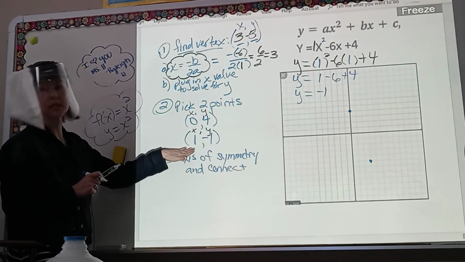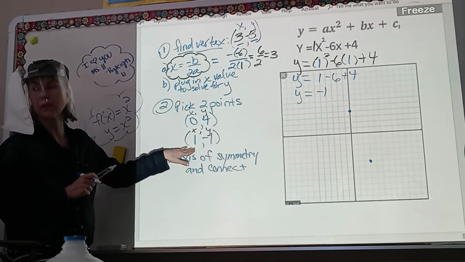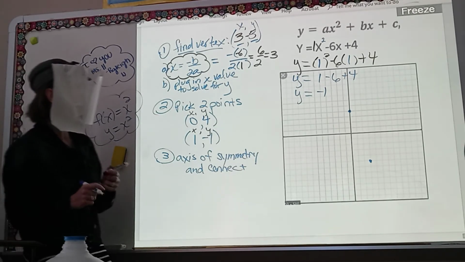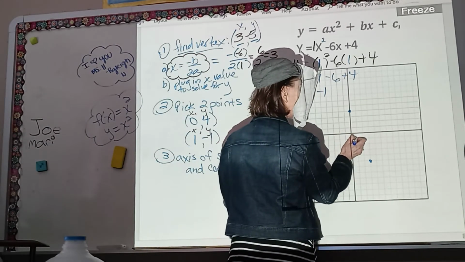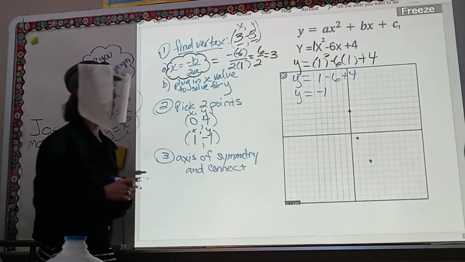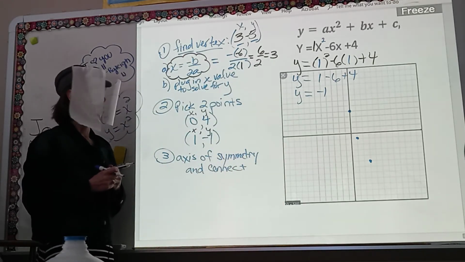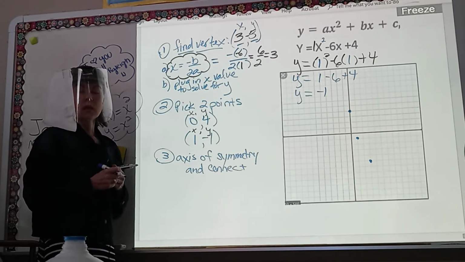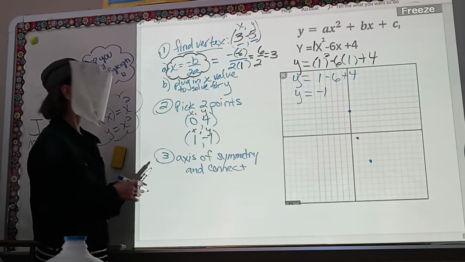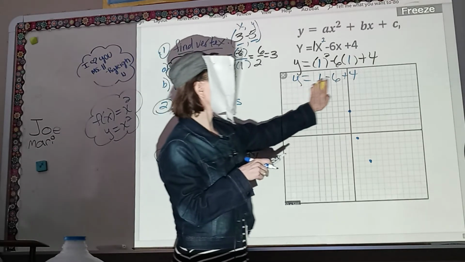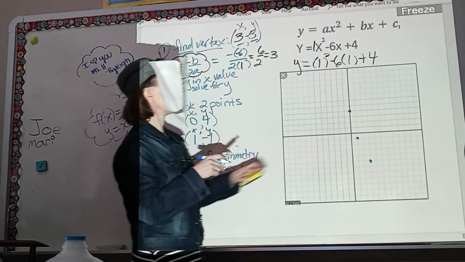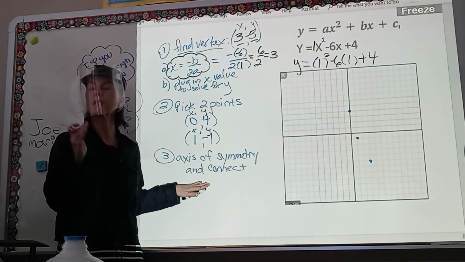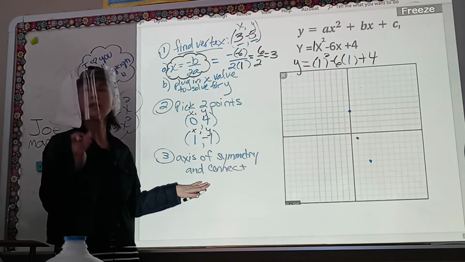So now let's plot this point on the coordinate plane as well. Once you figure out what these 2 points are, you put them on the graph. So we have positive 1, negative 1. So positive 1, negative 1. Okay, so we've got 3 points on the line. Okay, now guys, let me erase this part, so you can see the graph. And then step 3 is use the axis of symmetry and connect the dots.